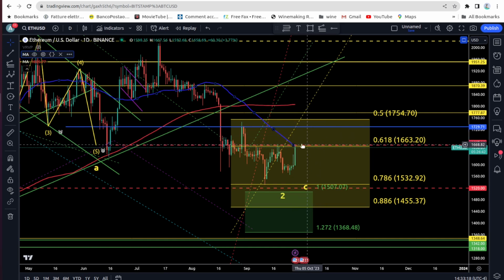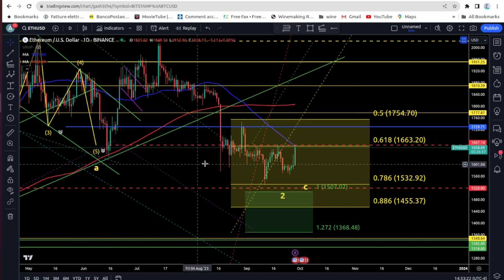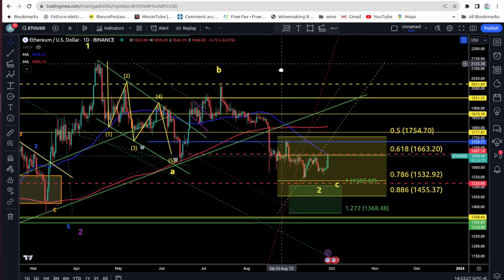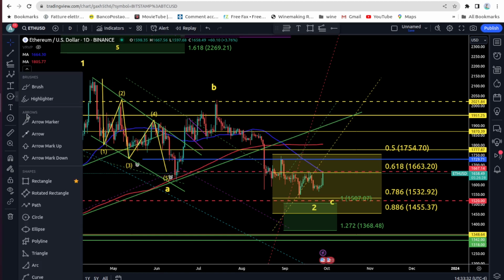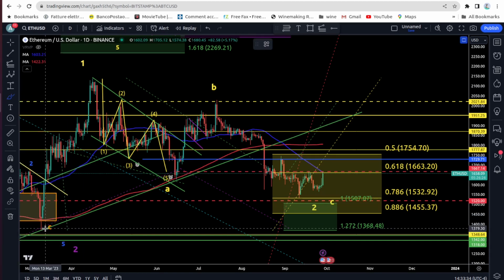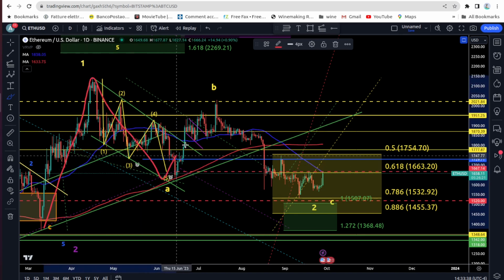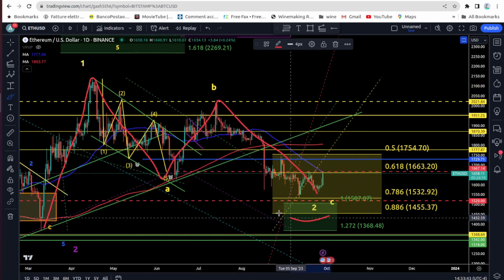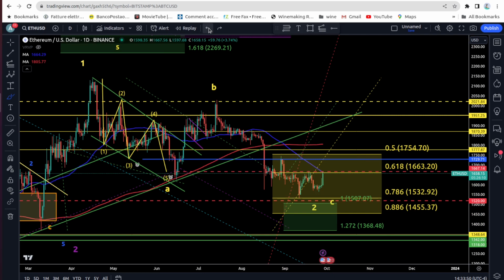If I do some micro counting, okay, before I do that, once again, I just want to emphasize, let me take the brush now. Okay, so this is our impulsive movement. Now we have the A, here's the B, and now we're doing the C. As you can see, we are in this area, which is good. And also now, let me take out this.